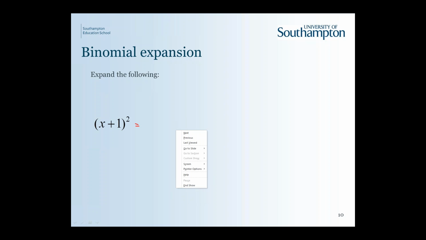Let me just click. When you expand this, you don't end up with just this bit squared and this bit squared, of course. You've got basically x plus 1 times x plus 1. So you've got x squared plus 1x plus 1x gives you 2x plus 1. Now, expand x plus 1 cubed.